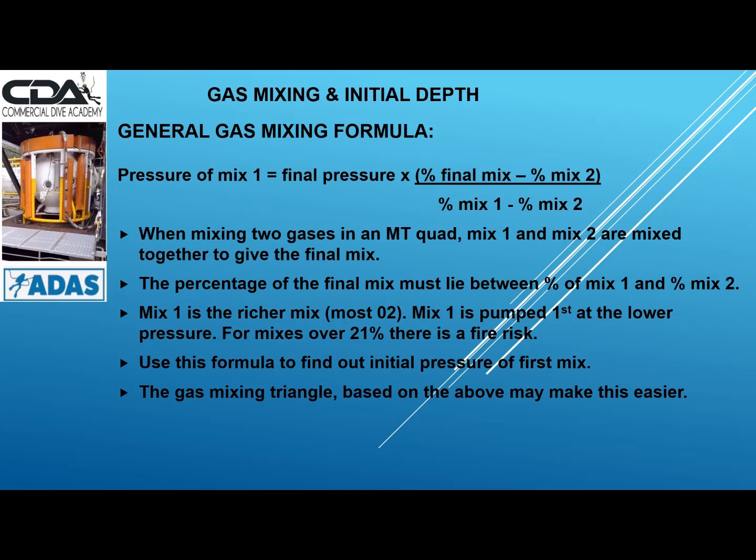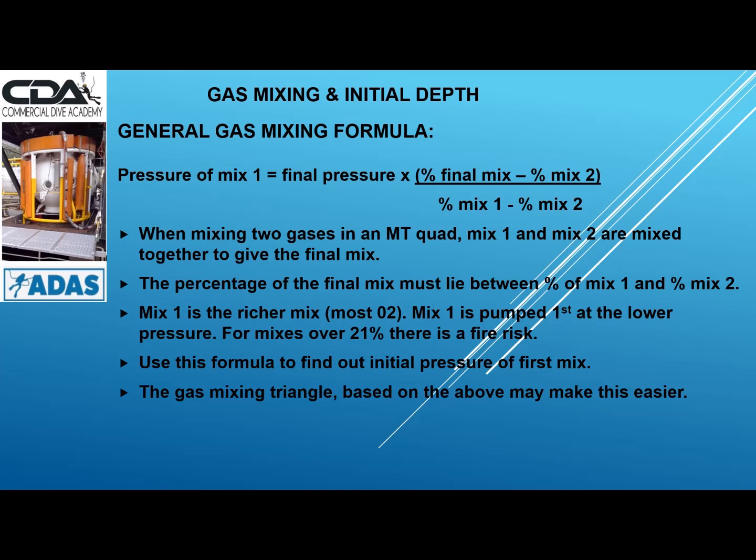Okay, the general gas mixing formula looks like this. Pressure of mix 1 is what we're trying to establish. So it equals the final pressure multiplied by percent final mix minus the percent mix 2, divided by percent mix 1 minus percent mix 2. When we're making the two gases in an empty quad, mix 1 and 2 are mixed together to give the final mix. The percentage of the final mix must lie between the percentage of mix 1 and mix 2. Mix 1 is the richer mix, or the most oxygen. Mix 1 is pumped first at the lower pressure.